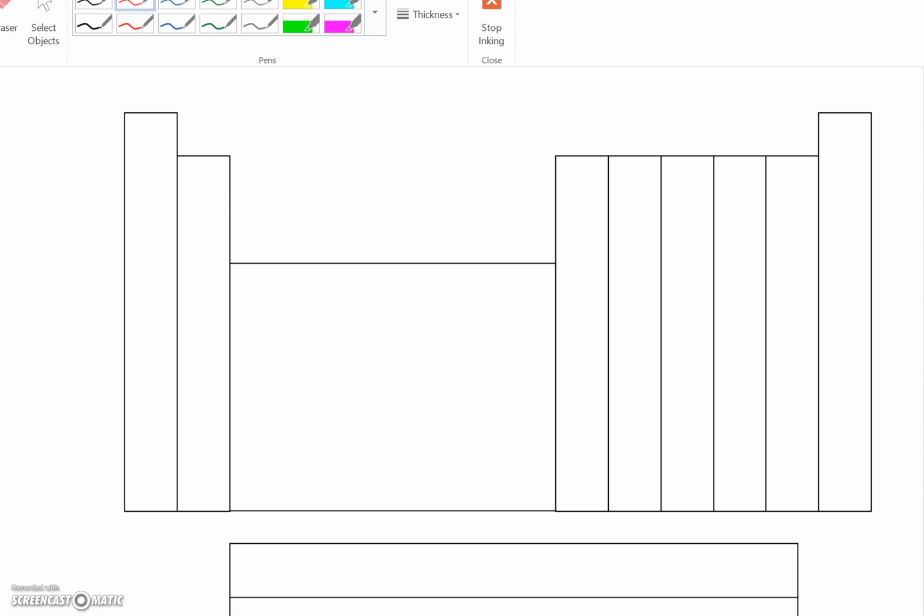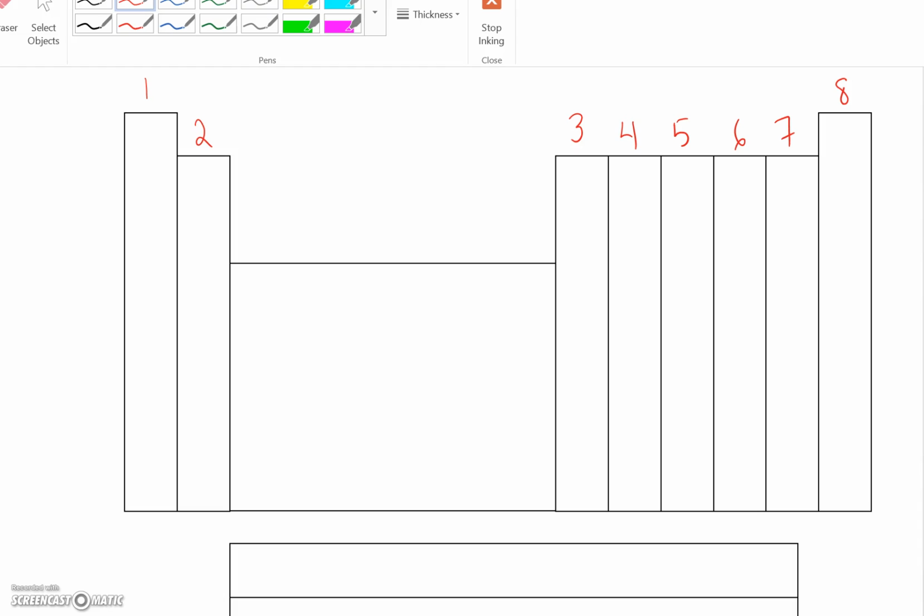Now we've already learned some of this, and so we've learned that we have group 1, this is group 2, group 3, group 4, group 5, 6, 7, and 8. A lot of times you'll see those with Roman numerals.